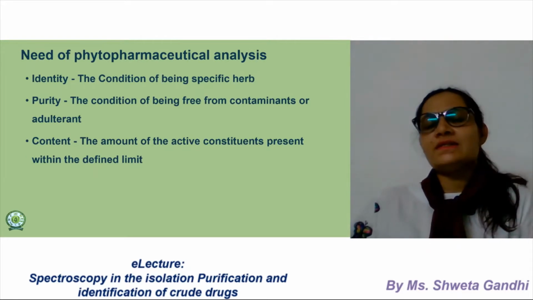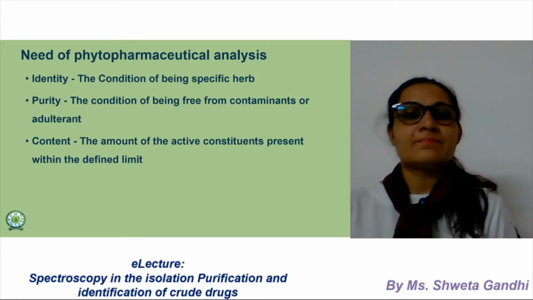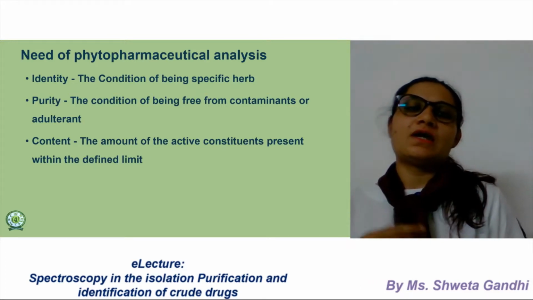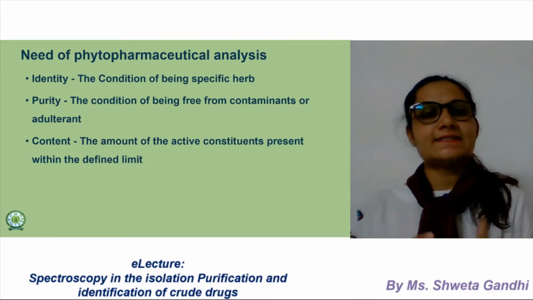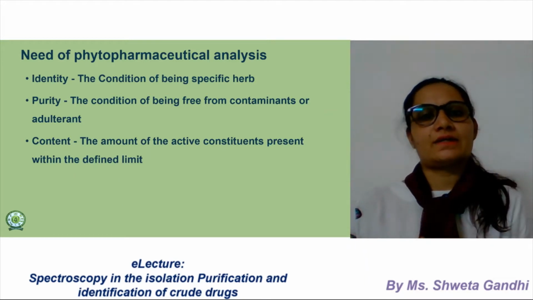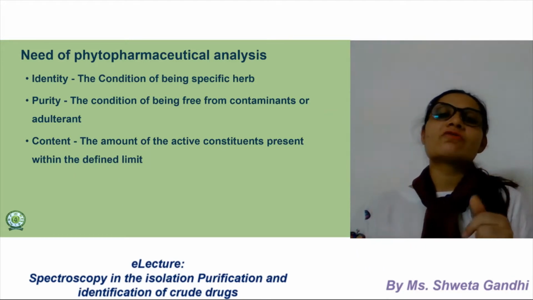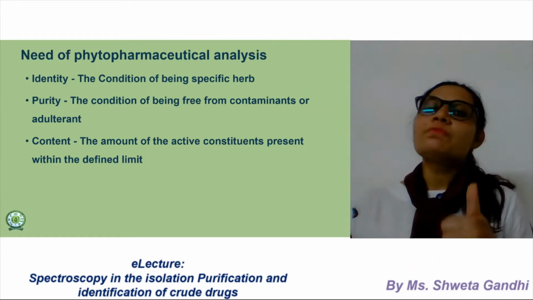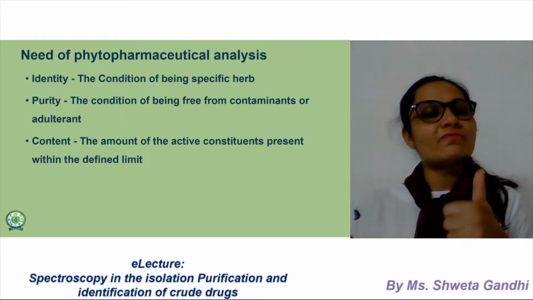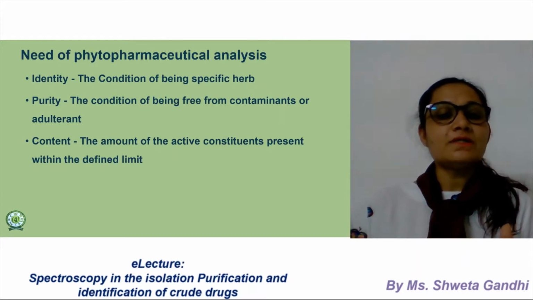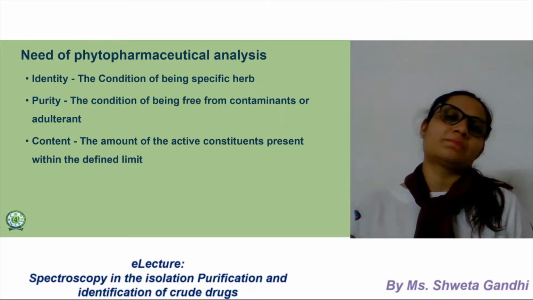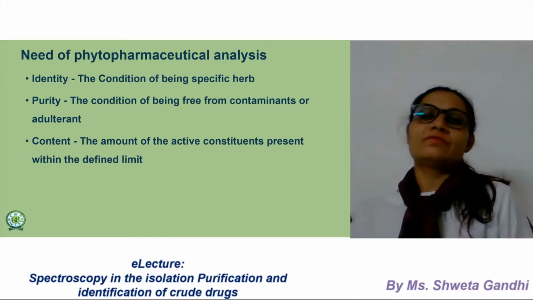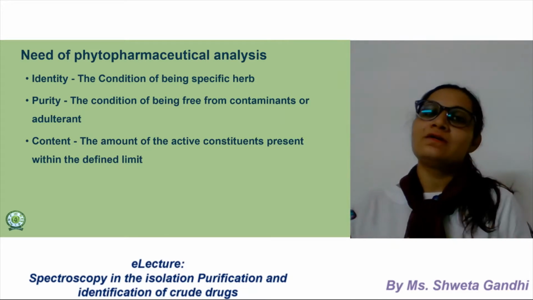Now next, what is the need of phytopharmaceutical analysis? The three main important parameters are identity, purity, and content. Identity means the condition of being the specific drug, the correct herb. Purity means it should be free from contaminants and adulterants. And content means the amount of active constituent present, because this amount will decide the yield of the product.